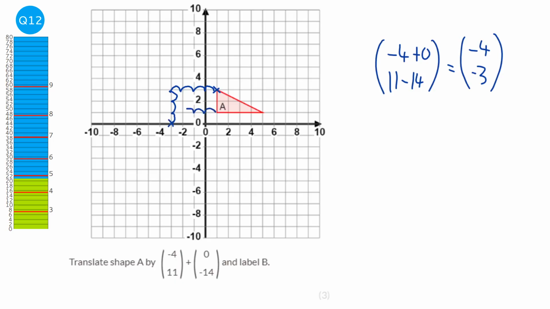And we can do that for each of the other points. So 1, 2, 3, 4. 1, 2, 3. And when we've done that, we can join them all up with straight lines, and label the new shape B.